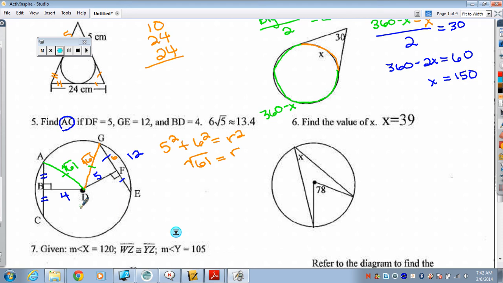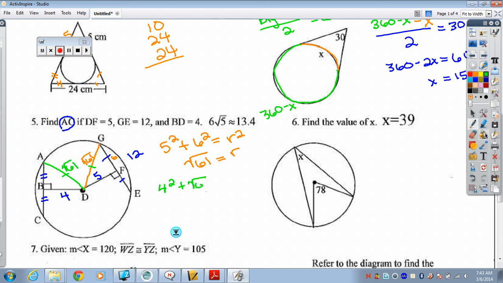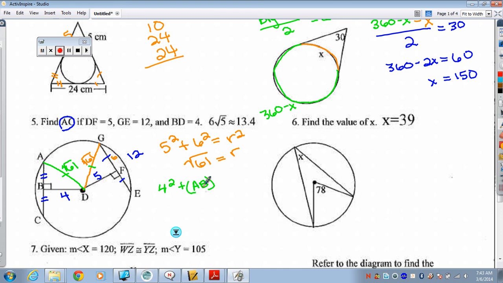Now I can use the Pythagorean theorem again to find AB. After I find AB, I can double AB to get AC because these two parts are congruent. So now I have 4 squared plus the square root of 6, that's wrong, plus AB squared equals the square root of 61 squared. 16 plus AB squared equals 61.